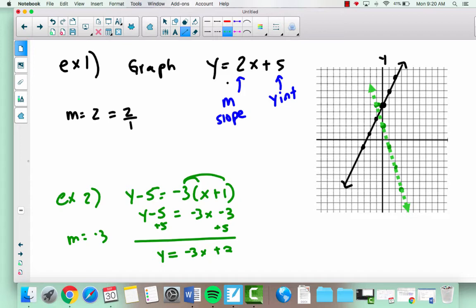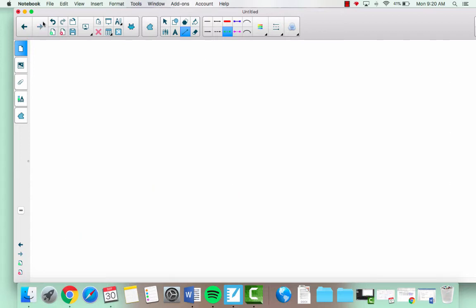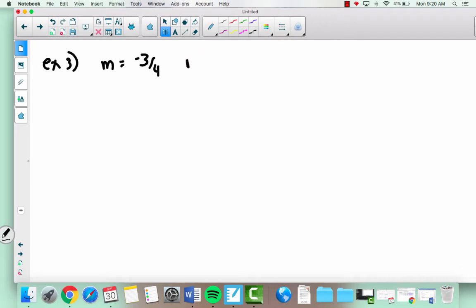Okay, so you can transform any equation into slope-intercept form. You just might have to do a little bit of work to get there. So now let's practice writing equations. So if I give you some information, for example, I might give you that the slope is -3/4, and I give you the point, let's see, (-2, 5). Then I want you to write the equation for this line.